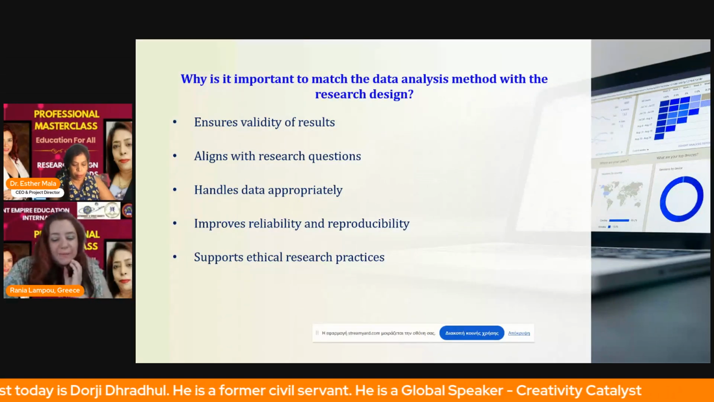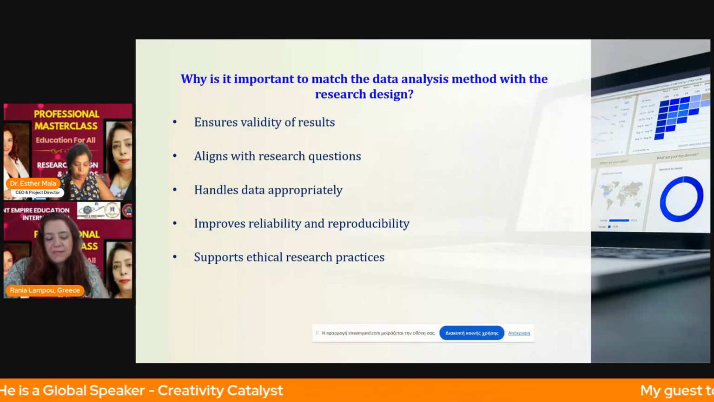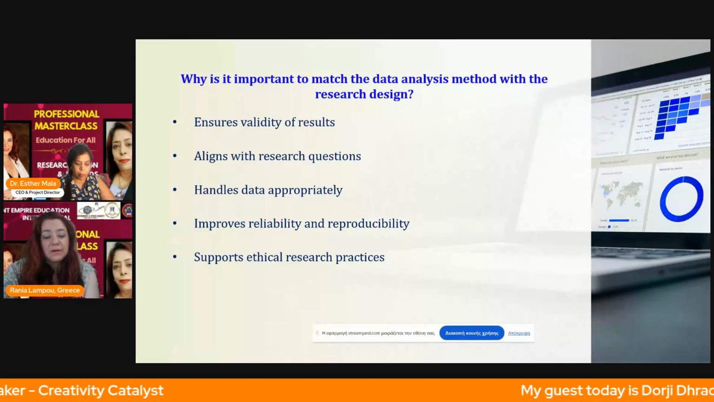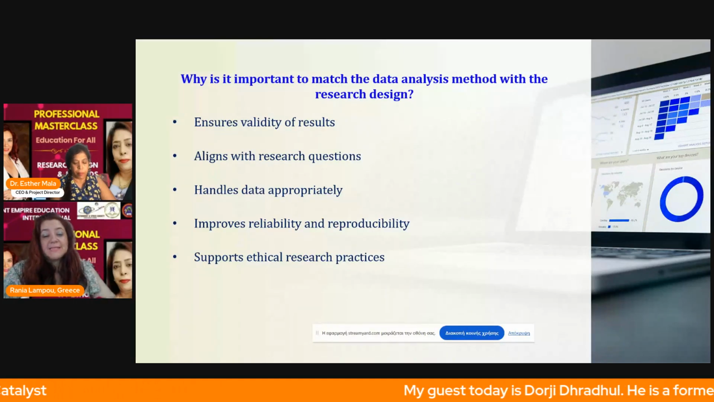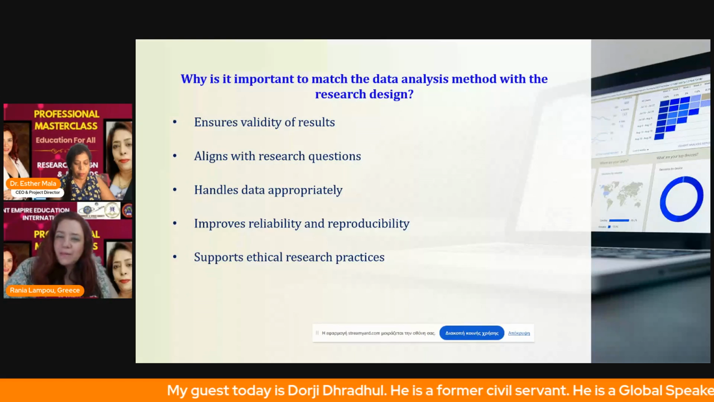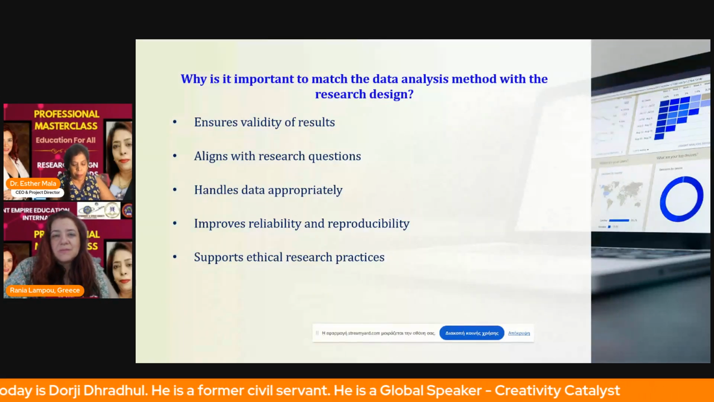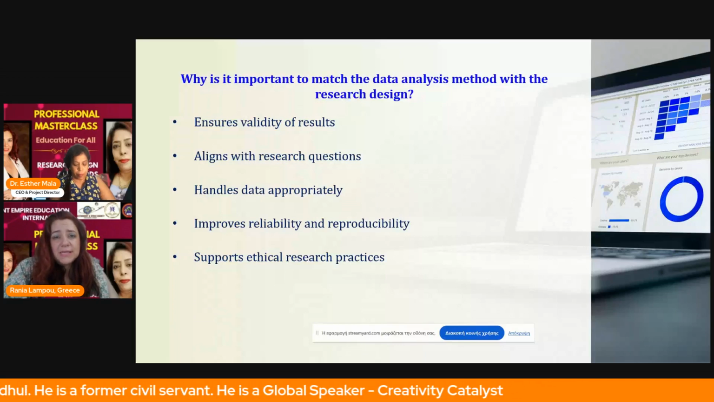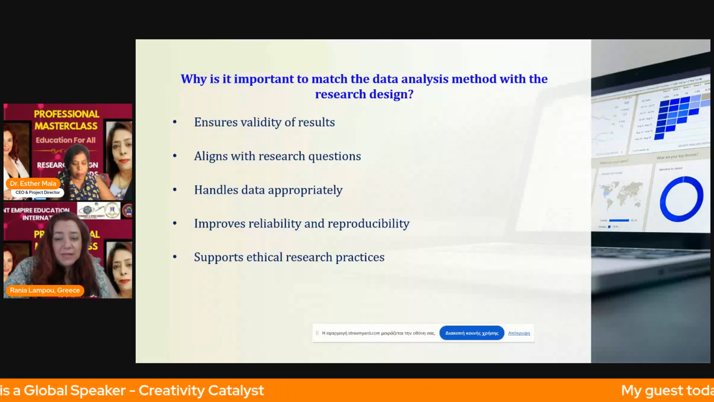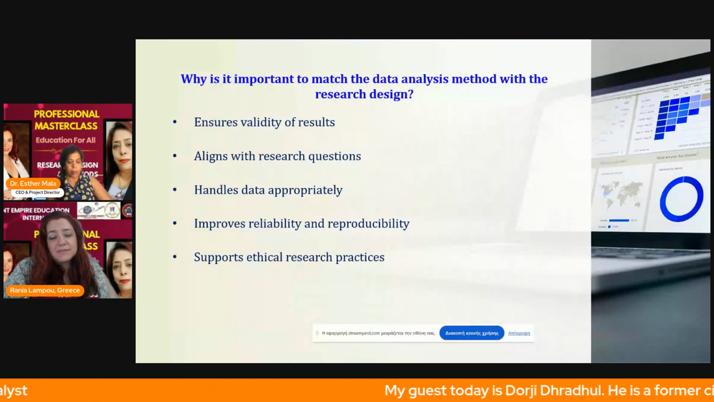It improves reliability and reproducibility, because proper matching enhances the consistency of findings across studies and makes the research easier to replicate. It supports ethical research practices: using appropriate methods respects participants' contributions and avoids misrepresenting the data. So in summary, matching analysis methods to the research design is key for credible, meaningful, and ethical research outcomes.